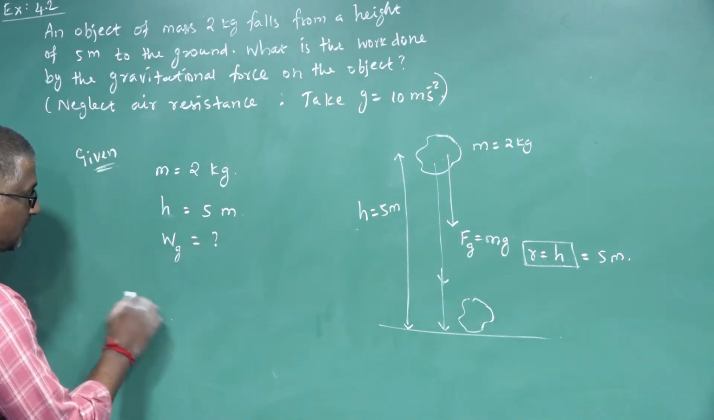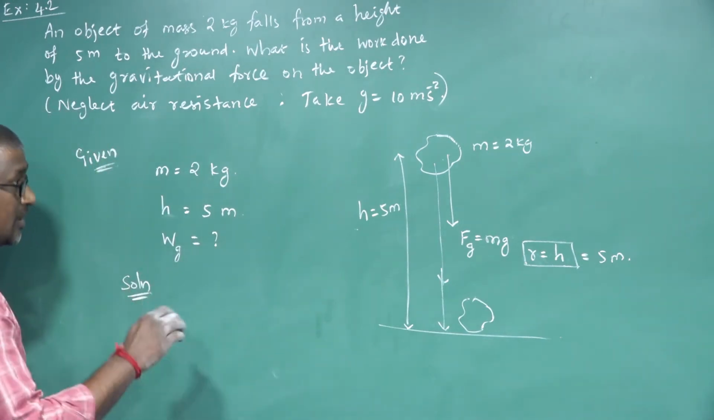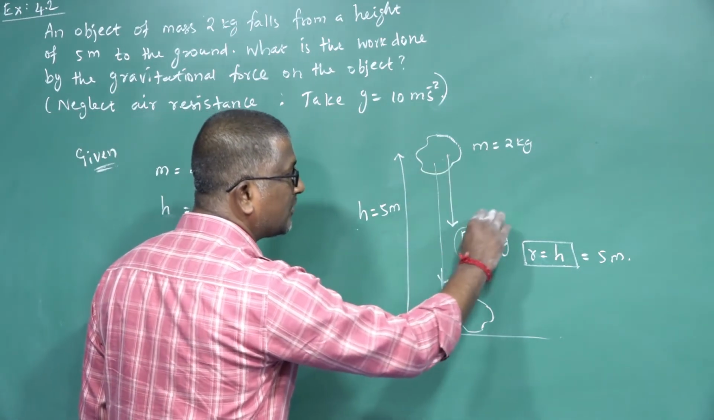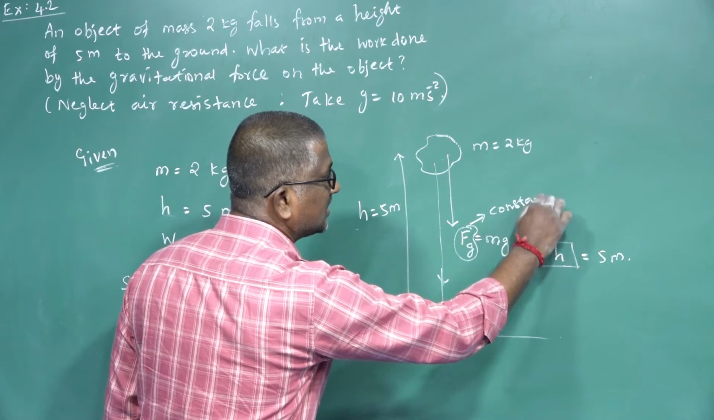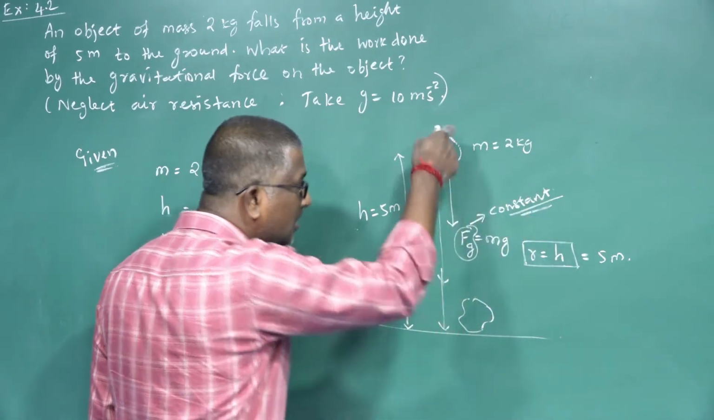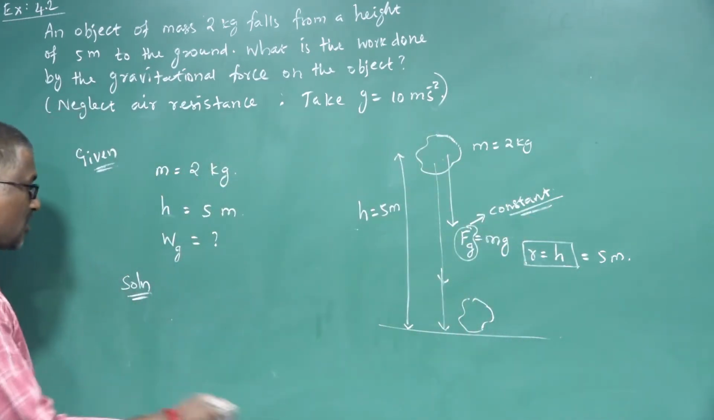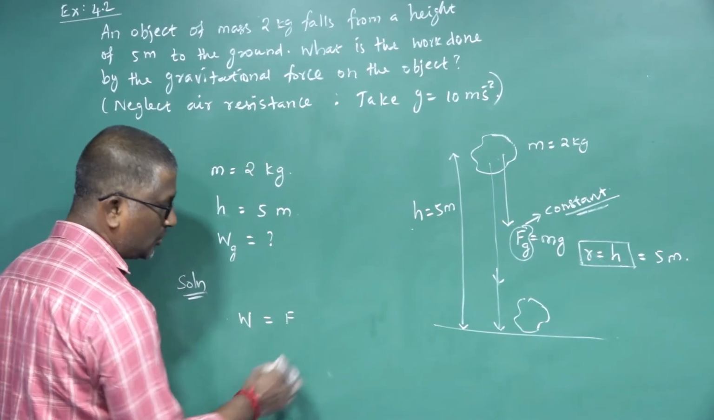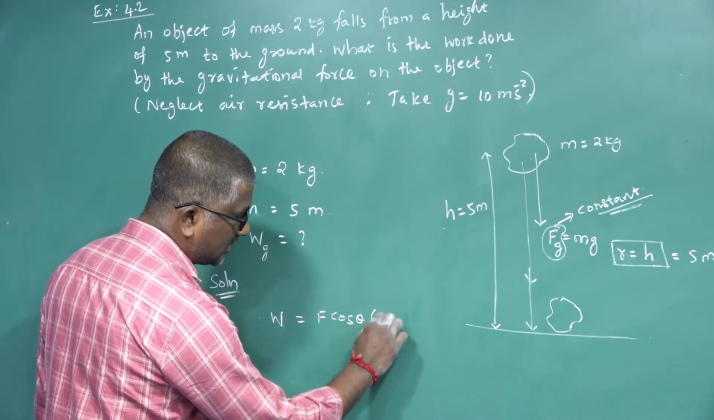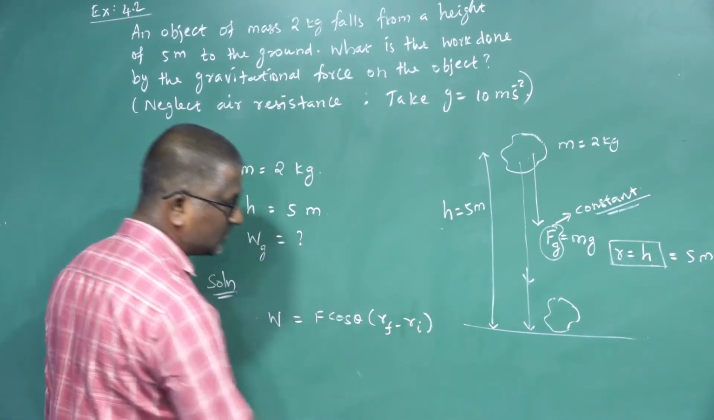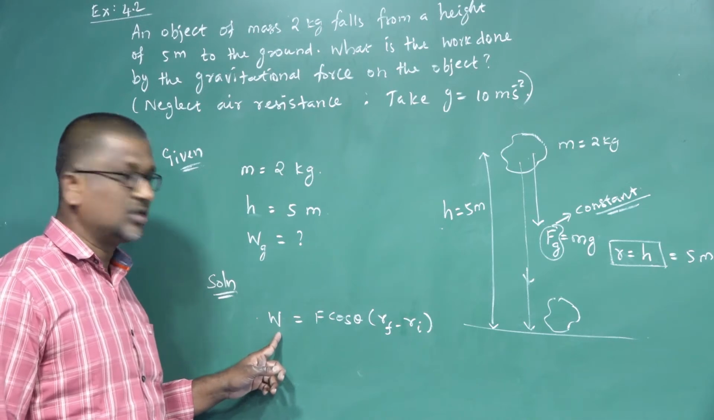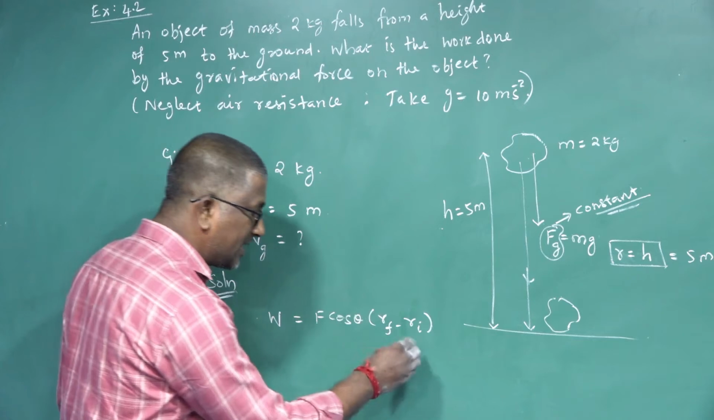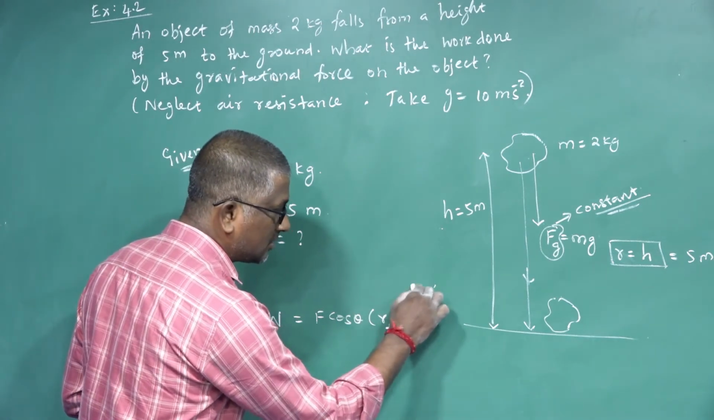Okay. Work done, general formula: work done by a constant force. Here the gravitational force acting on the object is always constant. This gravitational force is always constant throughout its motion. So work done by a constant force is given by W is equal to F cos theta into (r_f minus r_i). Already we discussed that work done by a constant force is W is equal to F cos theta into (r_f minus r_i). r_f minus r_i is nothing but r, which is equal to h.